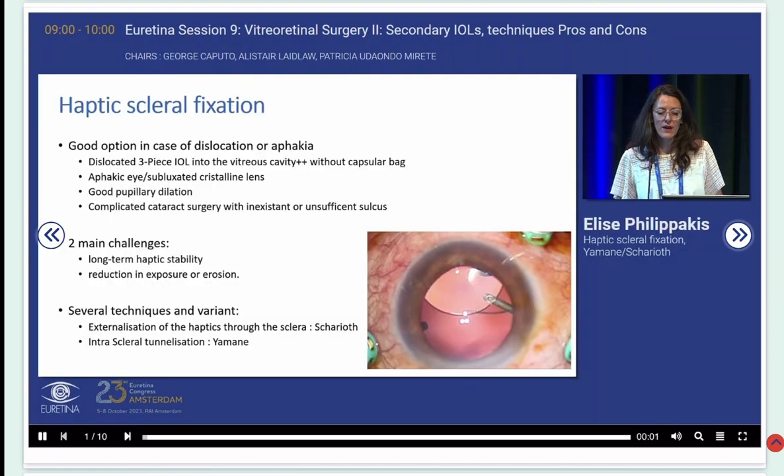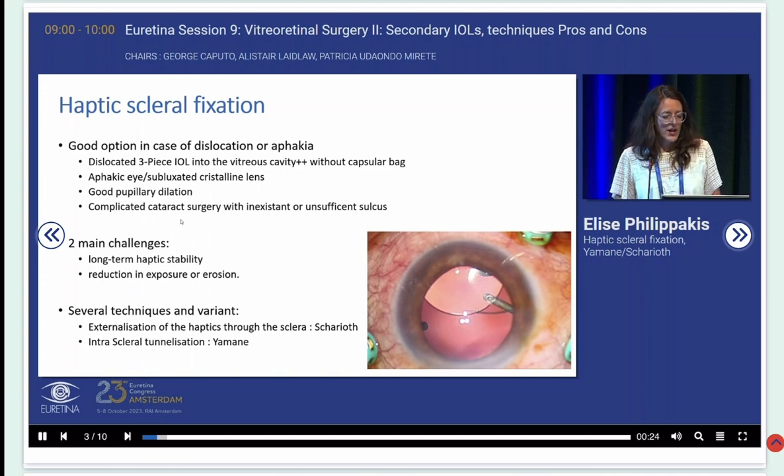Inside the vitreous cavity, why take it off and put another one? Let's try to do something with this one. But you can use it also in a phakic eye, subluxated crystalline lens, and if you have a good pupillary dilation, it is probably better to see. And you can also quickly use it after complicated cataract surgery.